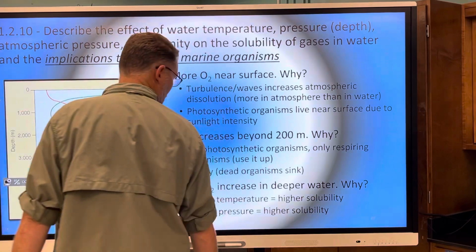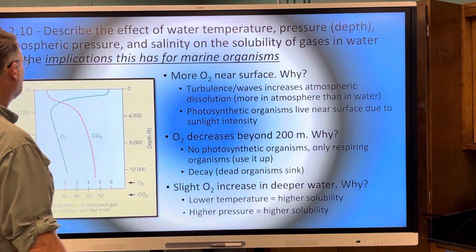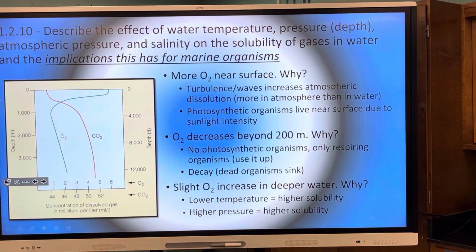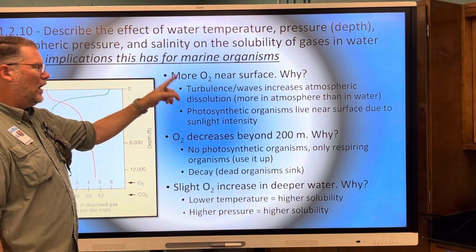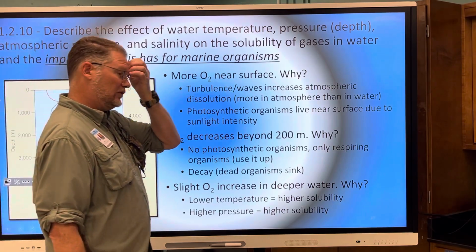Okay, so we're almost done. We're on slide 27. Describe the effect of water temperature, pressure, again depth, atmospheric pressure, and salinity on the solubility of gases and the implications it has for marine organisms. So we're still continuing with kind of the same subject. Again, why is there more oxygen near the surface? This is important to know.